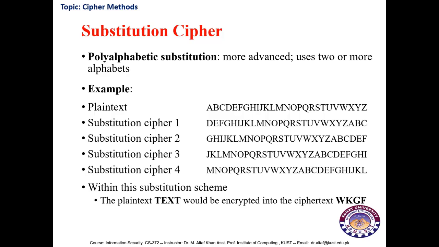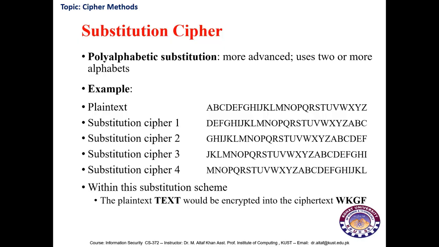Dear students, we can increase the number of substitution ciphers if we have more letters in a single word. In this example, we converted a plain text TEXT, which is composed of 4 letters, so we used 4 substitution ciphers. If we have a word which consists of, for example, 5 letters, we will use 5 substitution ciphers to generate the resultant cipher text.